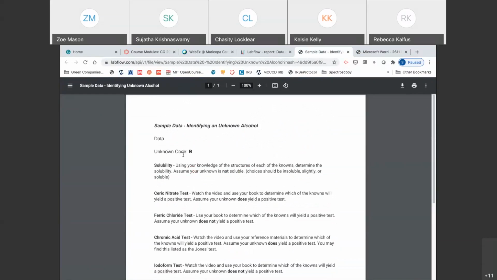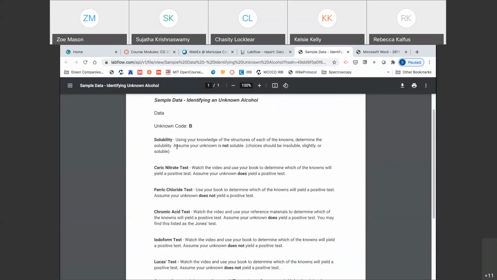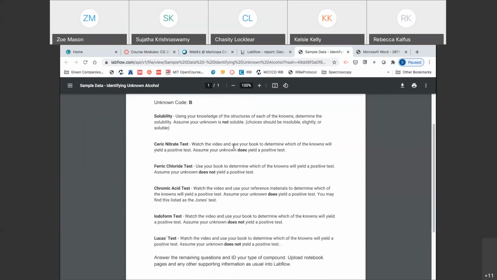Now this everybody has. Everyone gets the same unknown. So you're asked to write the unknown code in the lab report, and I'll show you that. You're going to say B. And then if you did this unknown in the lab, these are the observations you're going to get. So the observations are already provided to you. Solubility, you're being told that your unknown is not soluble. Ceric ammonium nitrate test, you're told your unknown gives a positive test.